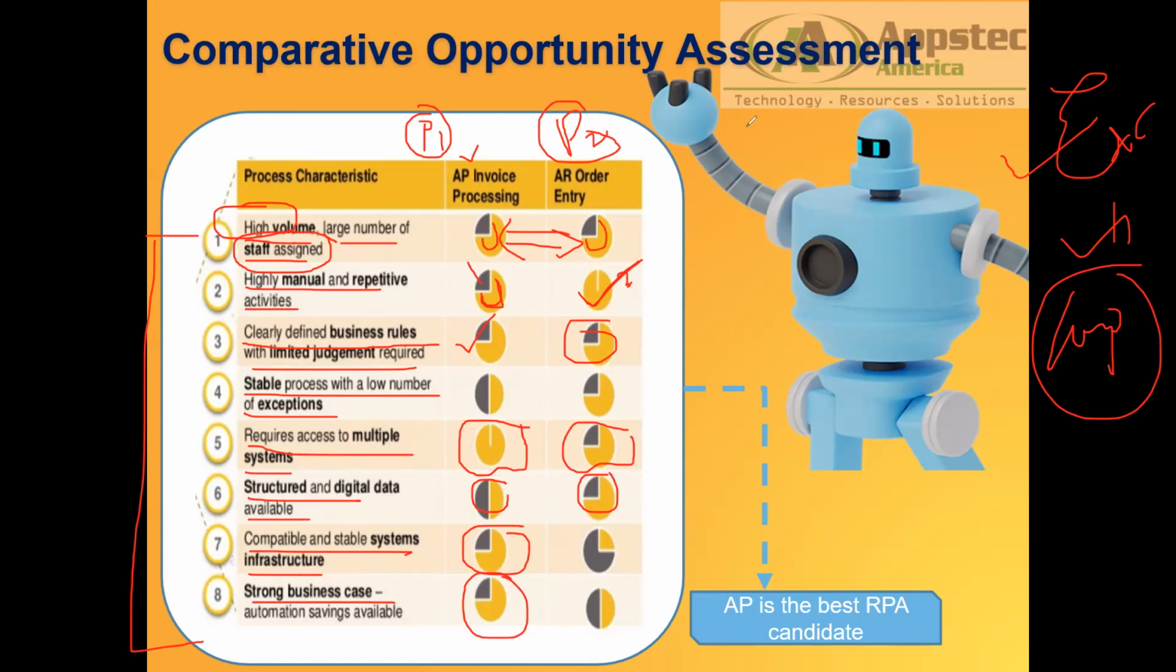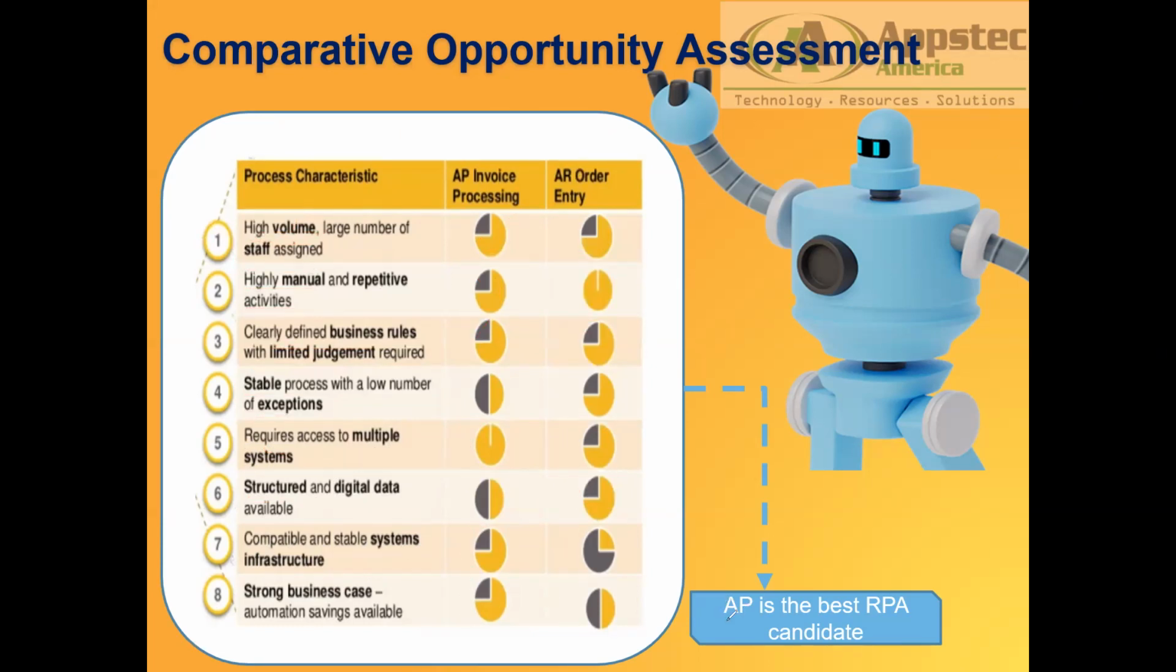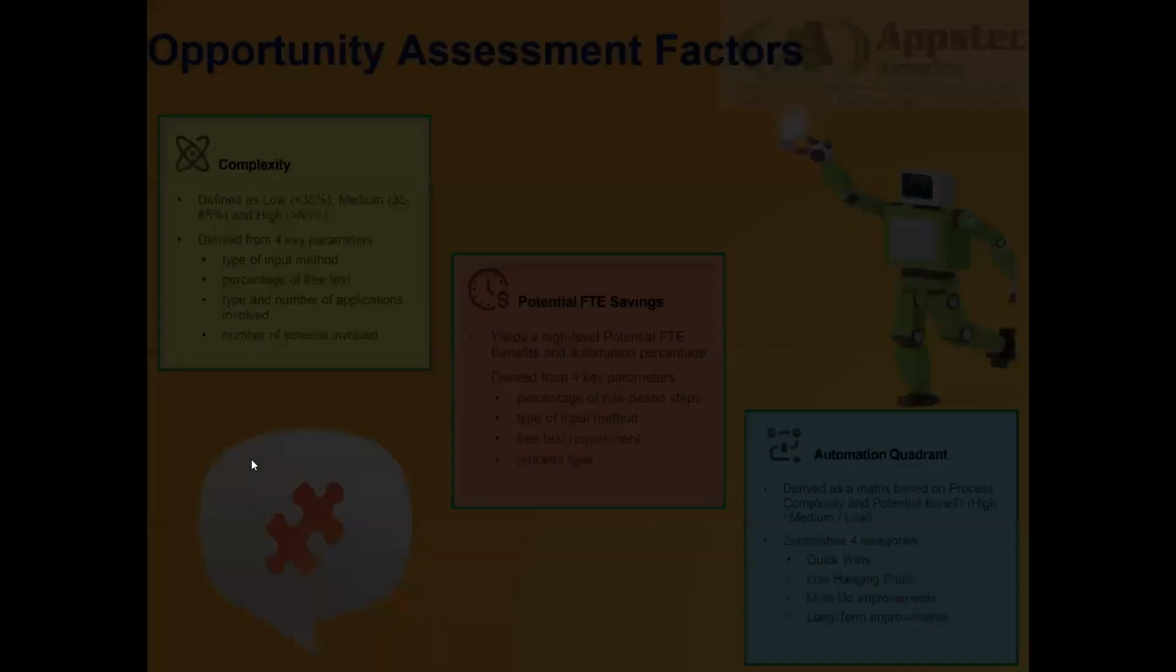So if I do a comparative study of the calculation, I find that accounts payable is the best RPA candidate because it has high volume and high staff allocated. Repetition of tasks is also at a decent level. Compatibility is also good. I have multiple systems, but it can be complex. Compatibility with system infrastructure is also good. So all these parameters tell me that the accounts payable invoicing process is the better process that I can identify for automation.